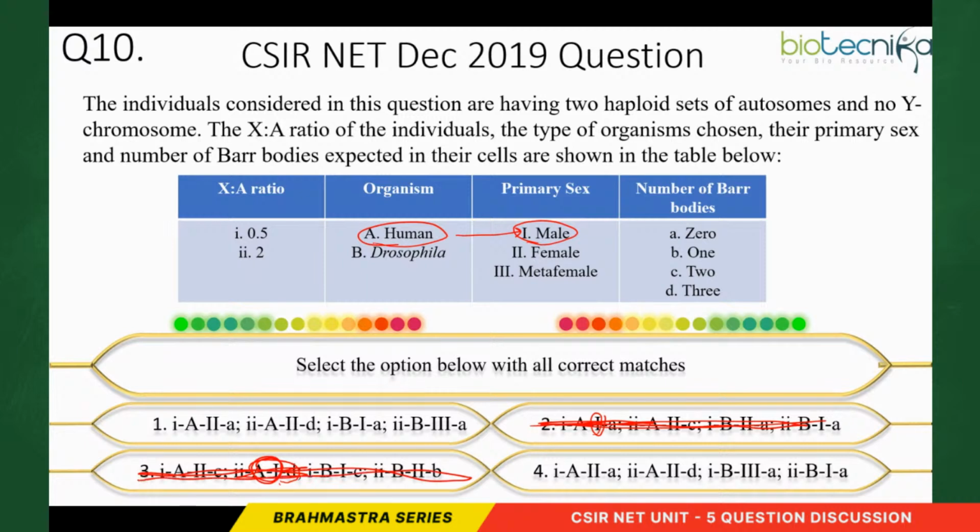So 2 and 3 are gone. Now you have to select for the Drosophila. So we know that if the ratio is 0.5 in Drosophila, it would form male.